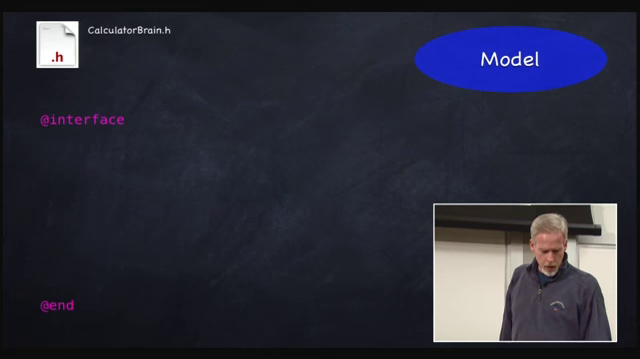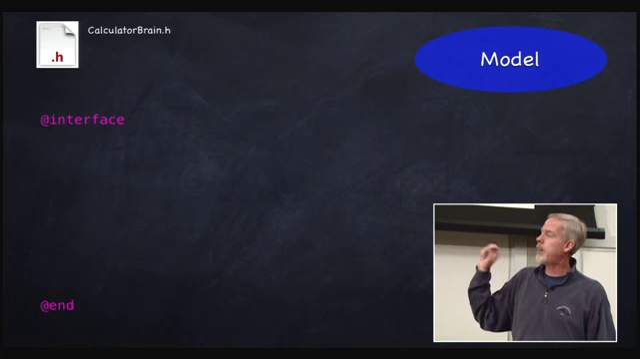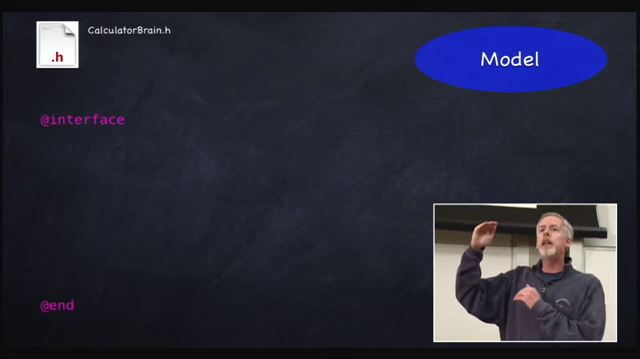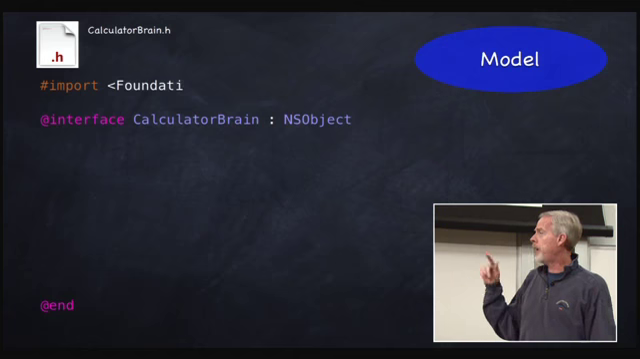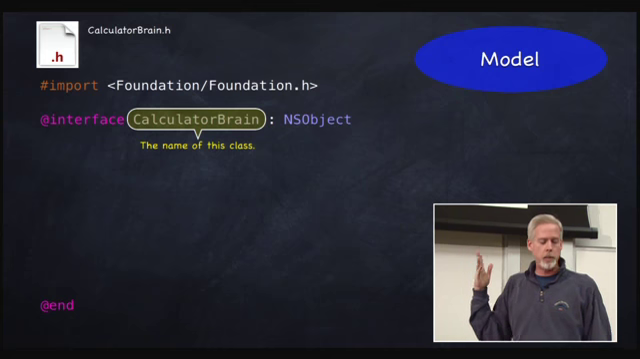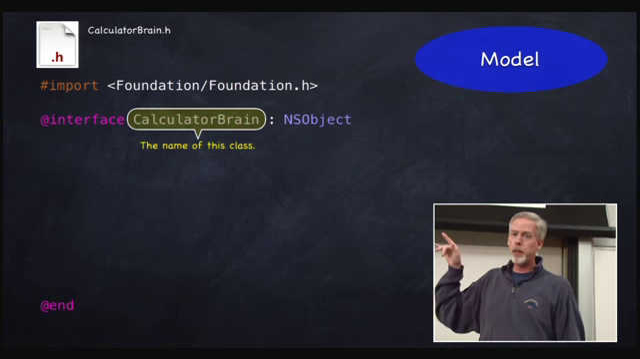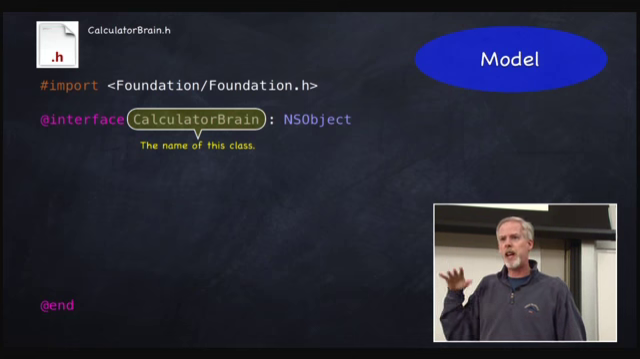So the primary syntax in the header file is this @interface @end. We put everything in the declaration of our class between that. On the @interface line, we put the name of our class. So this is our model. It's going to be called CalculatorBrain. And then a colon, and then the superclass. Now, our superclass of our model is NSObject.